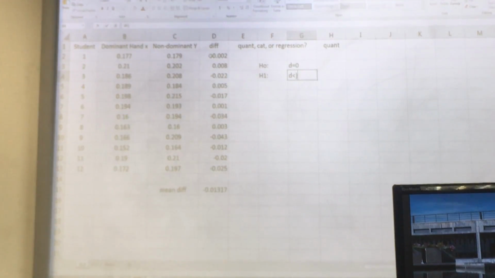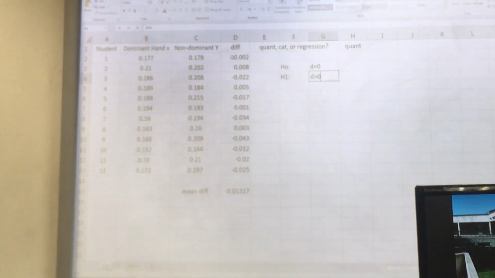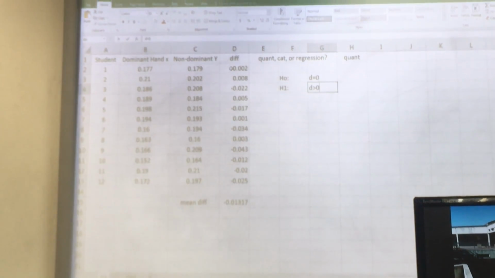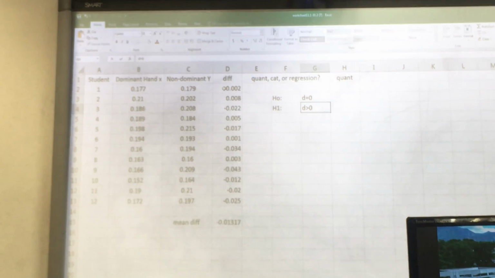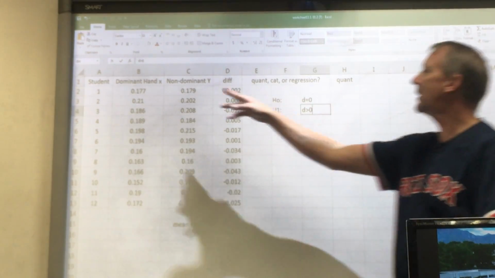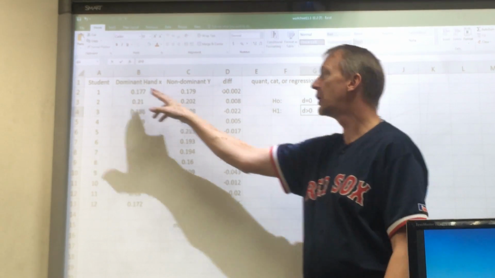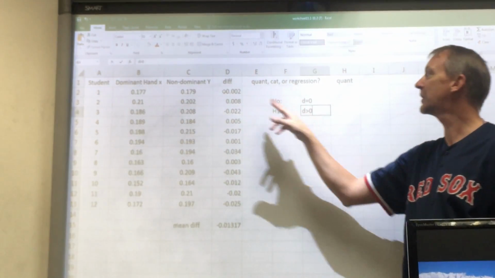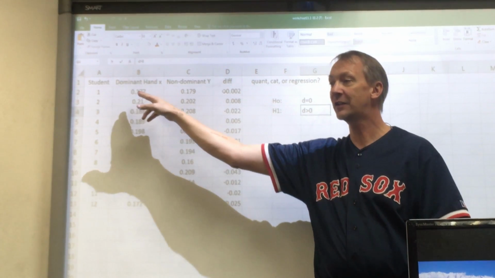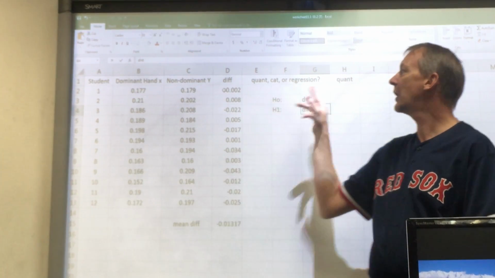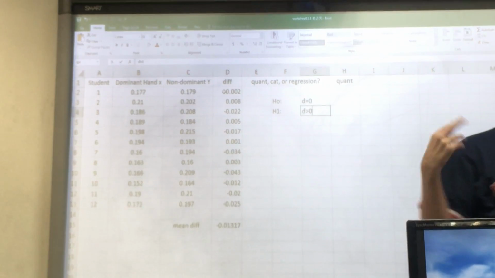However, what if, instead of saying x minus y, I did y minus x? What would your alternative be in that case? Greater than. It would then be, in that case, d is greater than 0. Okay, so it depends on how you define this. In my case, I did x minus y. But if I did y minus x, you would expect your difference to be greater. You would expect the slower hand to be greater than your faster hand.